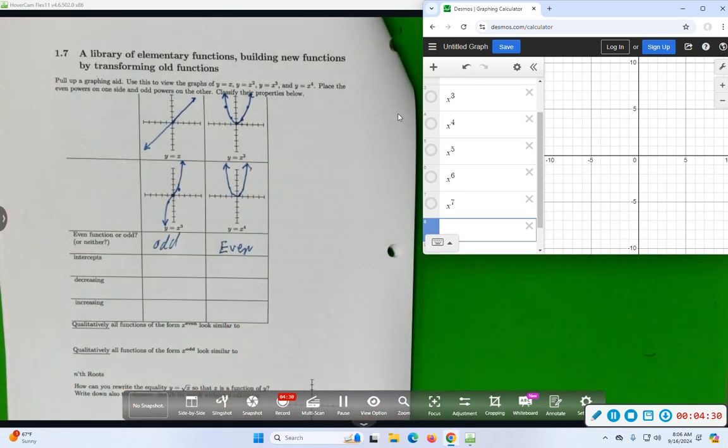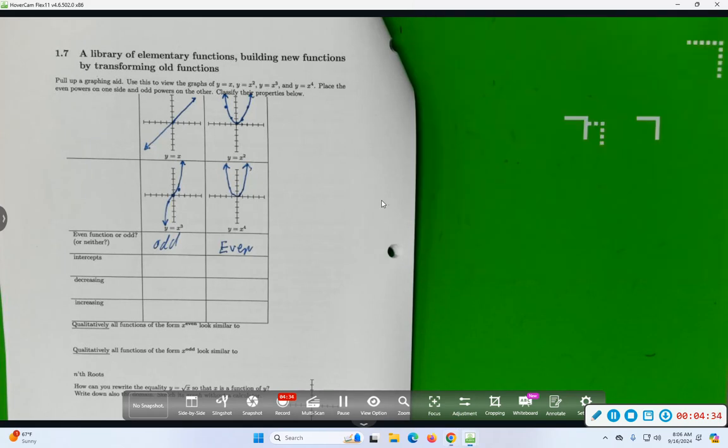Okay. And in fact, that's the motivation for using the word even to describe what we use it to describe, and odd to describe what we use it for. Even functions have the same symmetry as even power functions. Odd functions have the same symmetry as odd power functions. Tell me about the intercepts of these things. Where do they cross the x-axis?